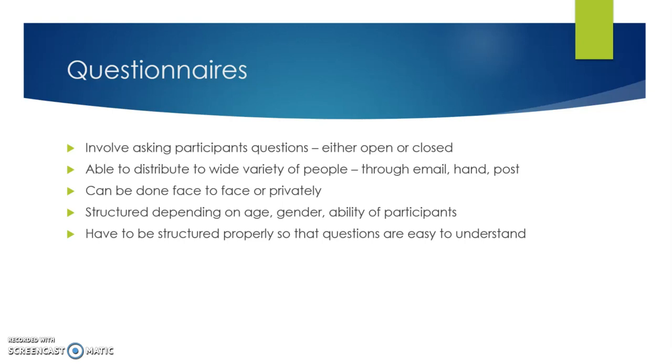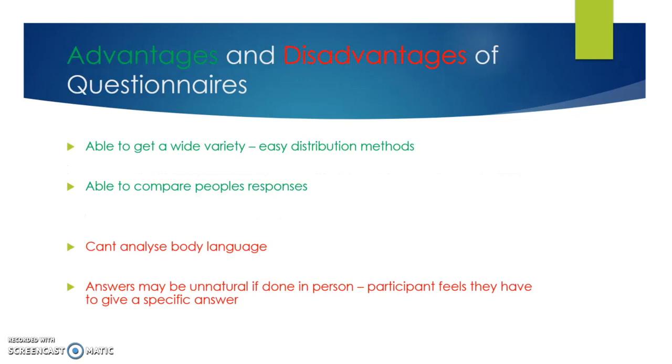The structure is really important in a questionnaire because the questions that you have need to be easy to understand. Otherwise, the participants can't answer them, and you don't get the data that you want. So some advantages of questionnaires include the fact that you can get a wider variety of participants due to, as we said, the easy distribution methods. And also you can compare the responses that you get and see if there are any similarities or differences between people's answers.